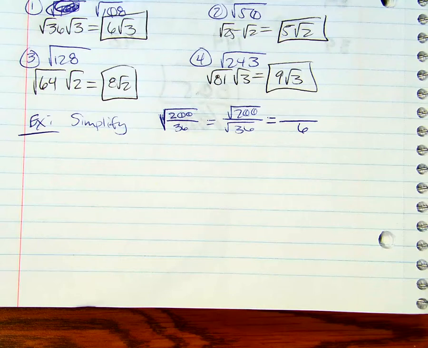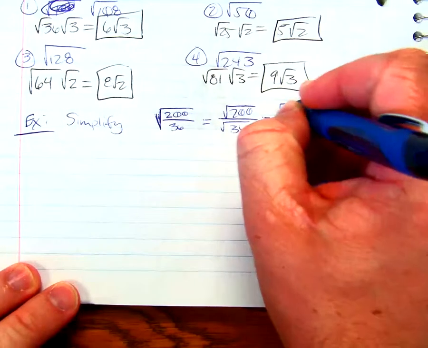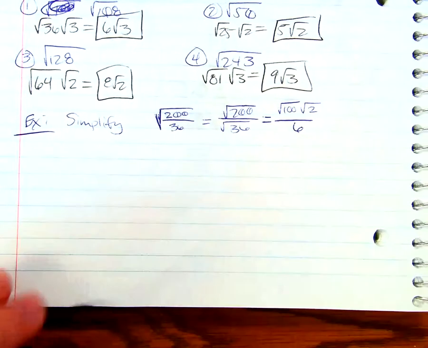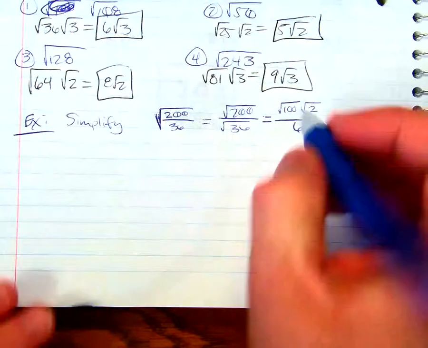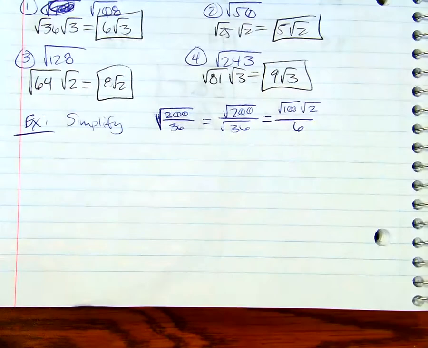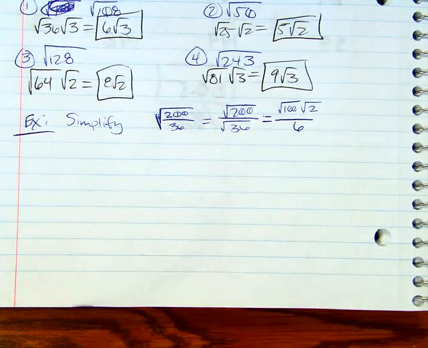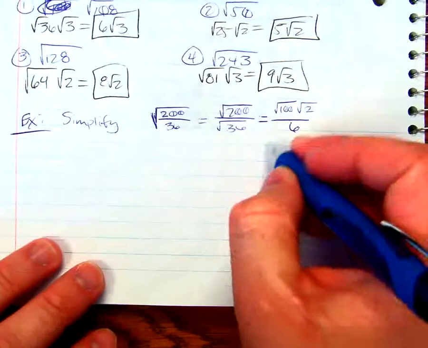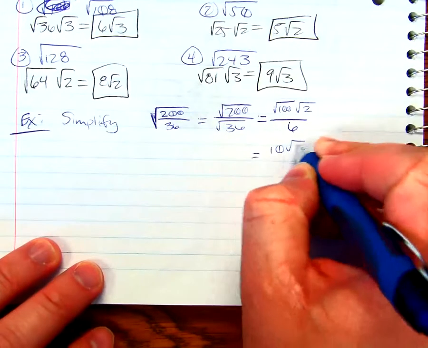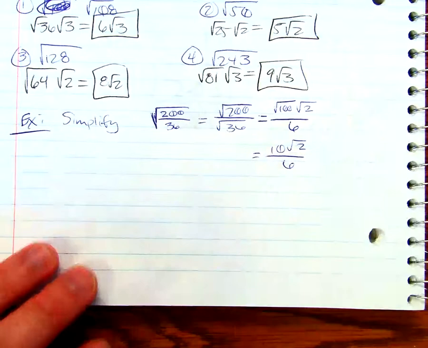10 times 20, but there are bigger numbers that would work actually even better than that. Israel? 100 times 2, right? So let's go ahead and write that. 100 times 2. And 100 has a square root. What is it? 10. So this becomes 10 root 2 over 6.